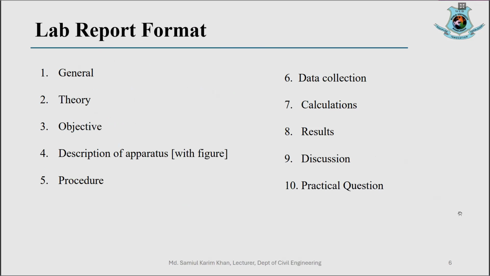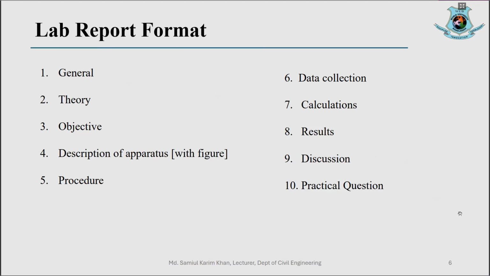Here is the lab report format. At first, there is a general section. It is like the introduction part of the lab report. Then the theory, the theoretical concepts of the experiment will be discussed here. After that, the objective will be mentioned. Then the description of apparatus with figure, which is very important, and every student should draw the apparatus with figure to explain the process.